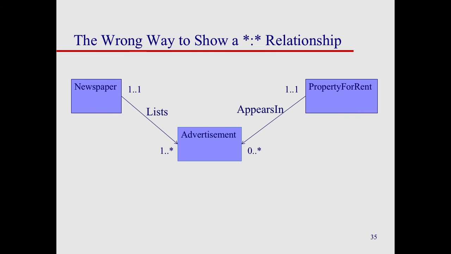Okay? And just a final note for today, we'll pick this up on Tuesday. This is the wrong way to show a many-many relationship. Again, I often see this in ER diagrams. You make the advertisement an entity, and you say the newspaper lists one or more advertisements, and you say the property for rent appears in 0 to many advertisements. And in general, if you have multiple arrows coming into a sink node, and advertisement is a sink node, you probably messed it up.